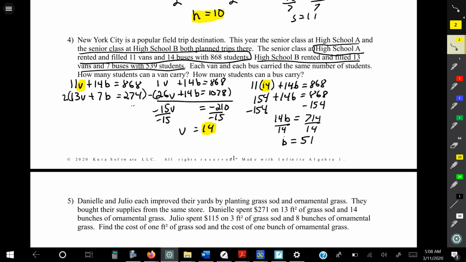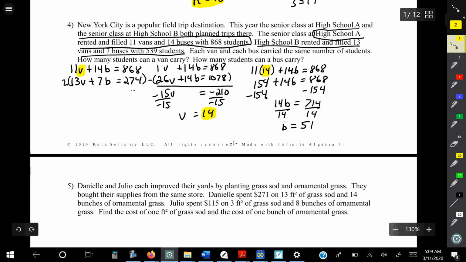So I've got my two equations here. I've got Daniela. Oop, change that. And let me just go ahead and zoom in.